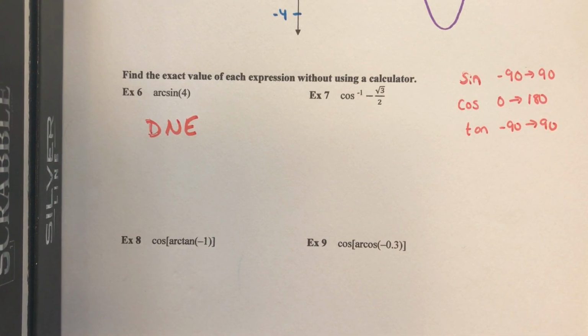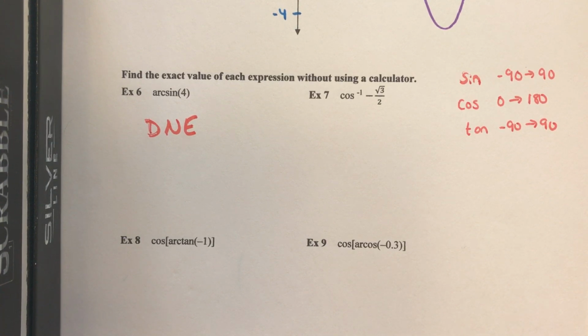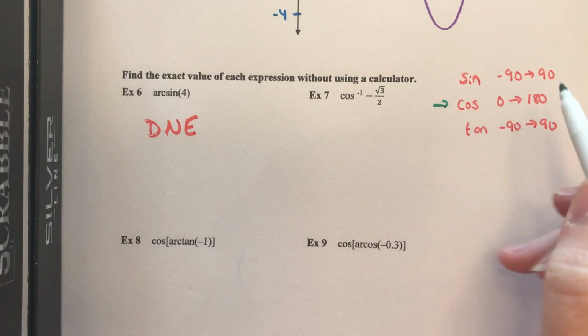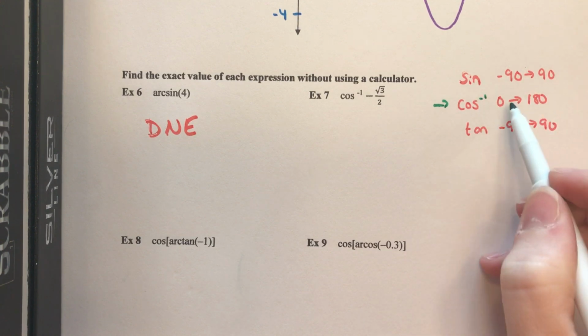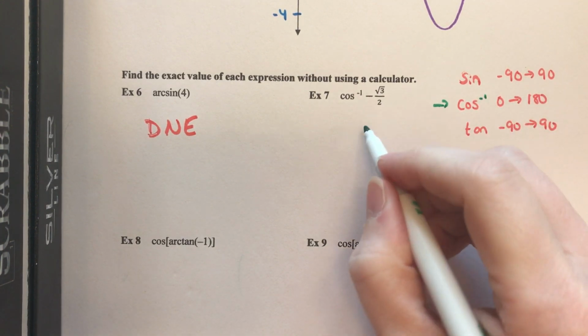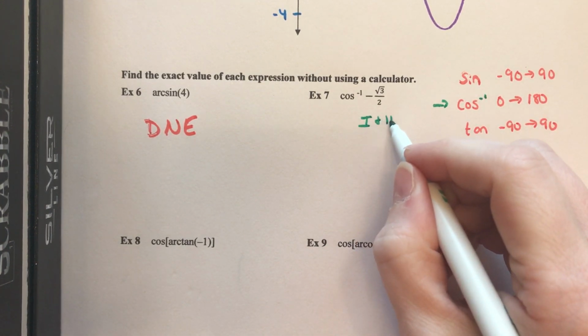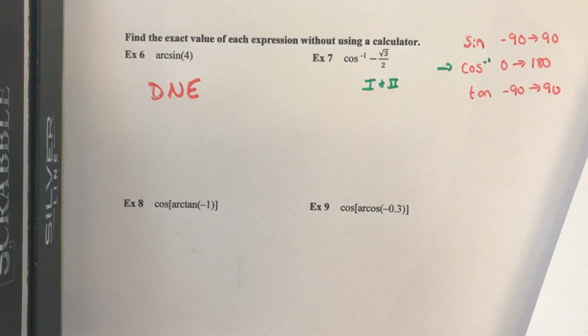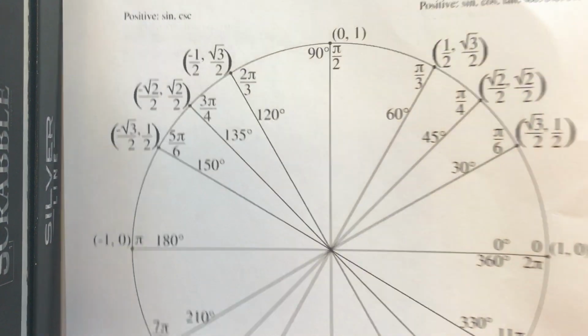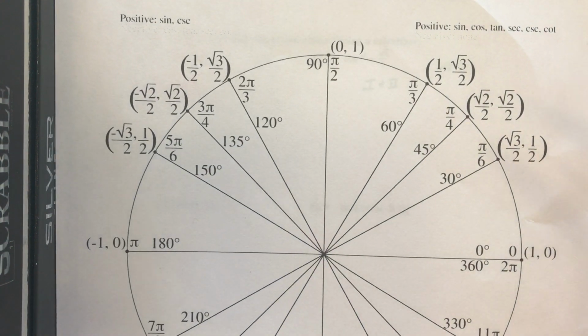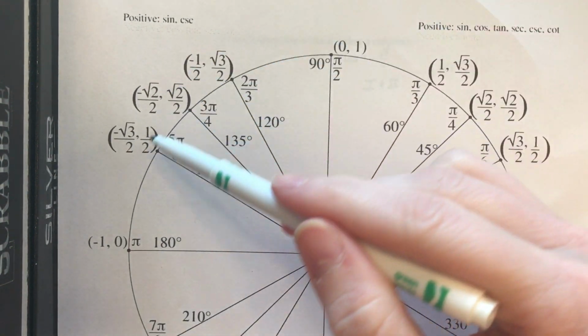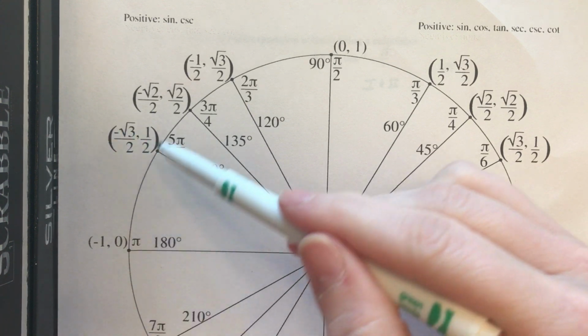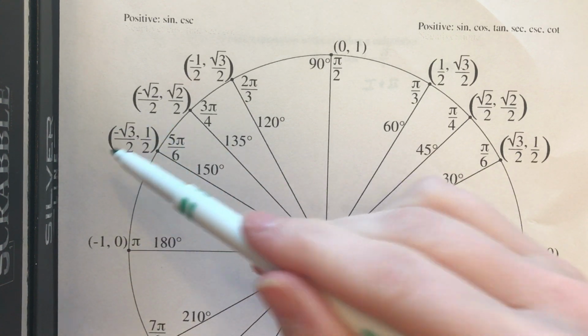Okay, number 7. Where is cosine -√3/2? Now I'm going to make sure I look at my chart here. Cosine inverse only exists from 0 to 180. So that's just the first and second quadrant. So those are the only quadrants I'm going to be looking in. So again, cosine is my x. In the first and second quadrant, cosine is equal to -√3/2 right here at 5 pi over 6.